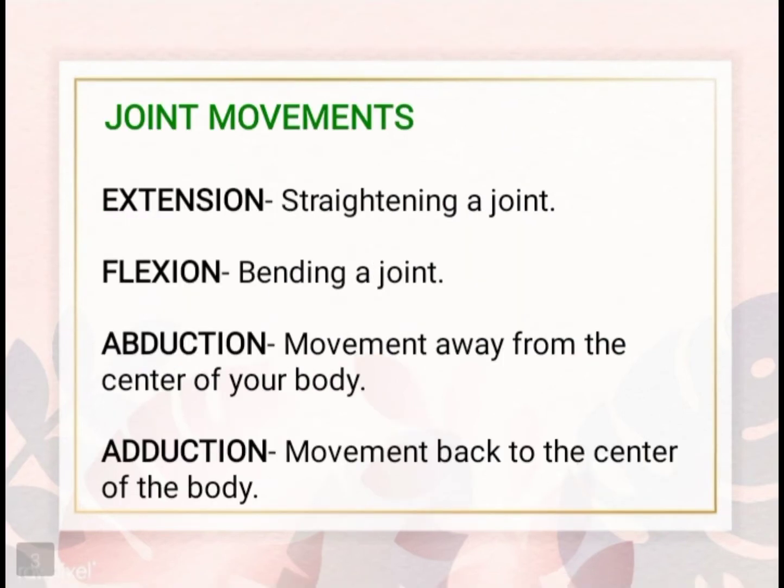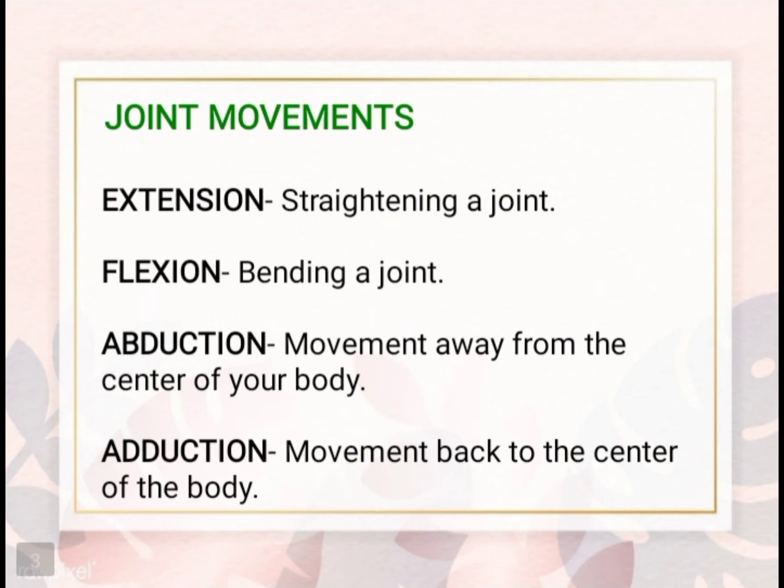So, these are the joint movements: extension, flexion, abduction, and adduction. Extension is straightening a joint. So, when you straighten your knee or elbow, for example, you increase the angle between the bones at these joints. Flexion is bending a joint. When you bend your knee or elbow, you decrease the angle of the bones at these joints.